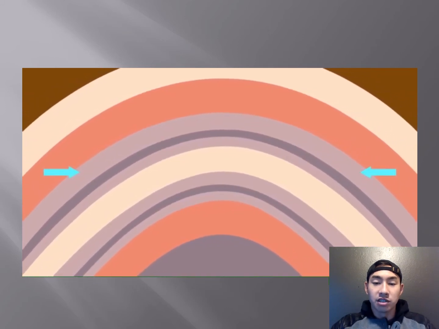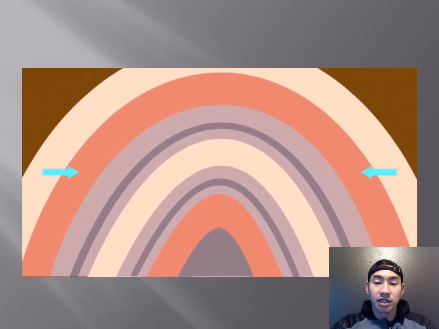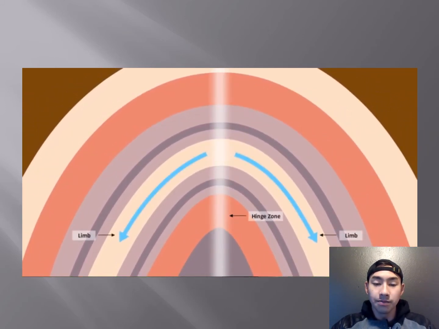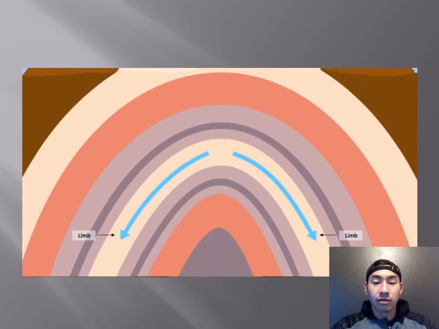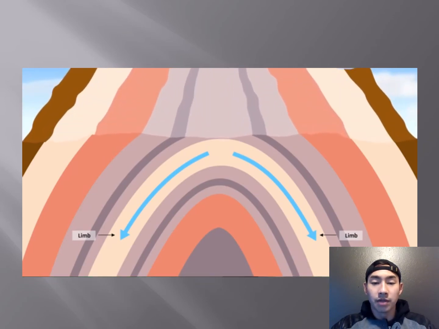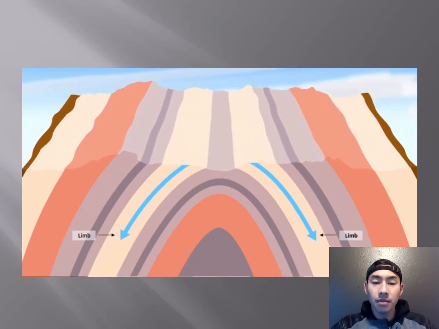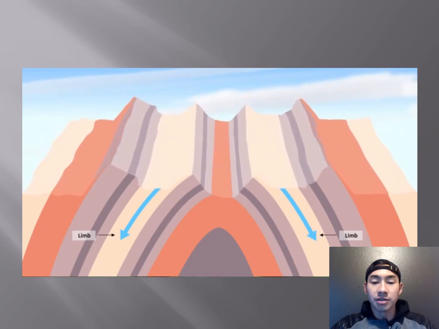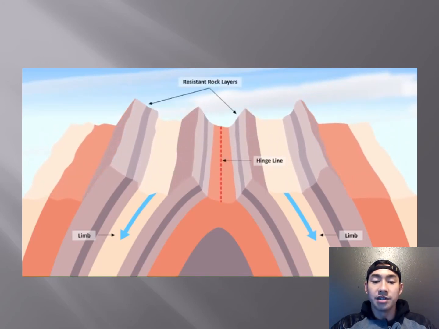So in this animation, we have our compressional environment that pushes our geologic materials to create an anticline or antiform, where we have our hinge zone or the fold axis, and then we have our two limbs on the side. And as we erode throughout time, we'll see that the older material is exposed in the center, and then the younger material is towards the outer edges.